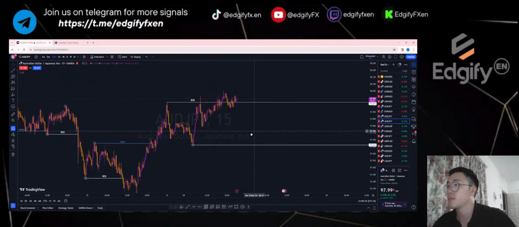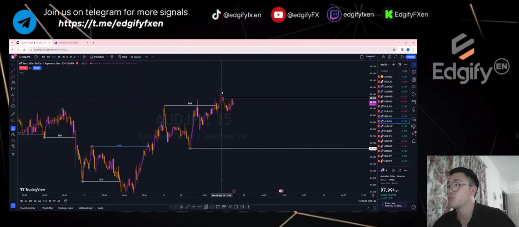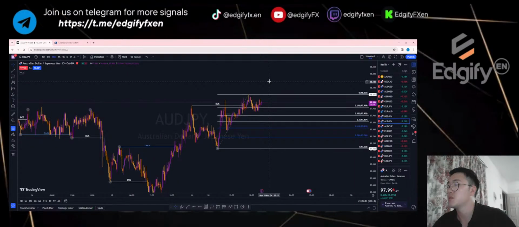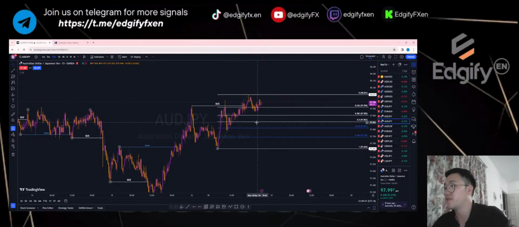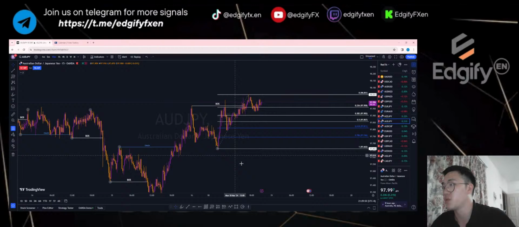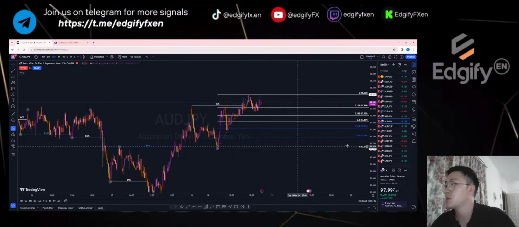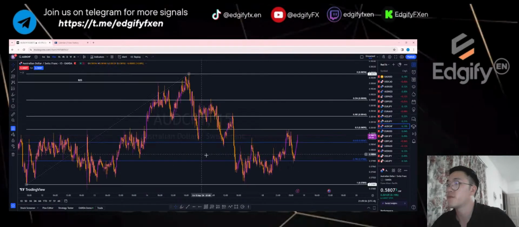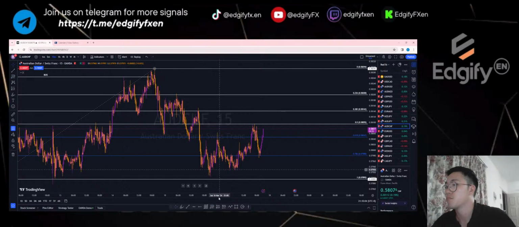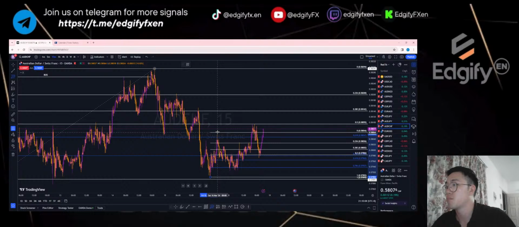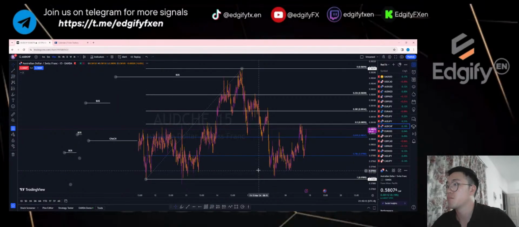So AUD JPY, I'm looking at a newer range at the moment. I'm assuming that this is my high. All right, and if I have a fib right here, somewhere below the 50 will be the place where I'll be looking for entry. Right, AUD CHF. I will just skip this one for now.